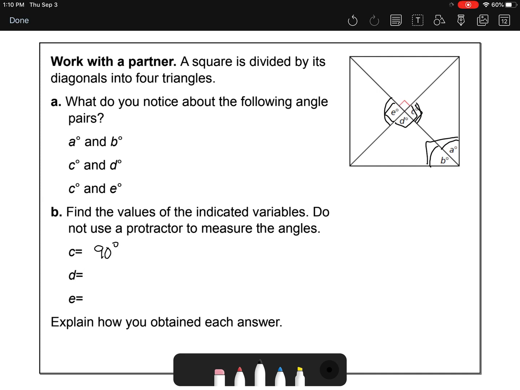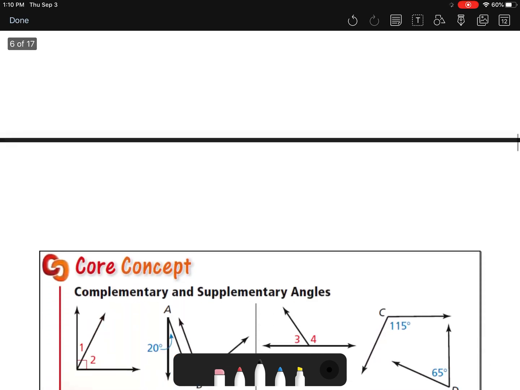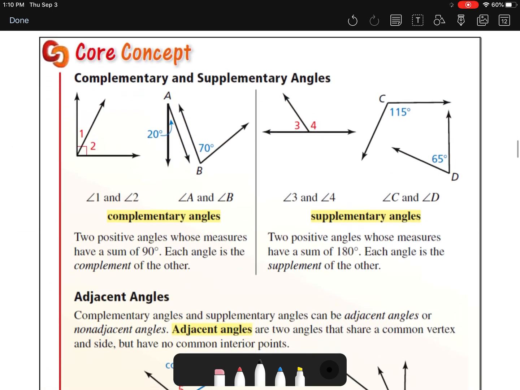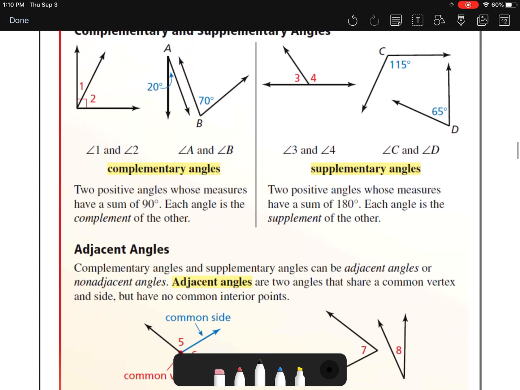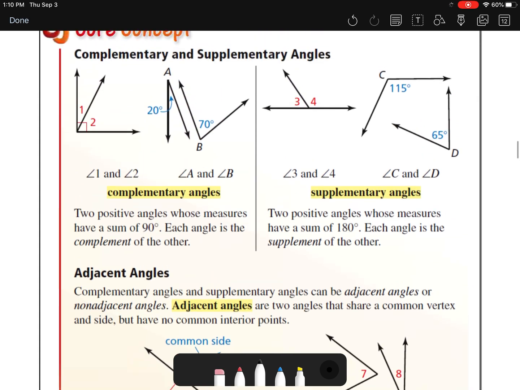Now it says find the values of the indicated measures not using a protractor. Okay, well how do you find, what's C? Obviously 90, because it's a straight angle with this one. It's 90 degrees. What about D? Well, that's a straight angle with C. What about E? Well, that's a straight angle with D. So just use some logic and you can decipher all that.